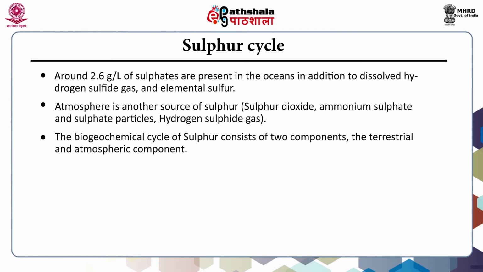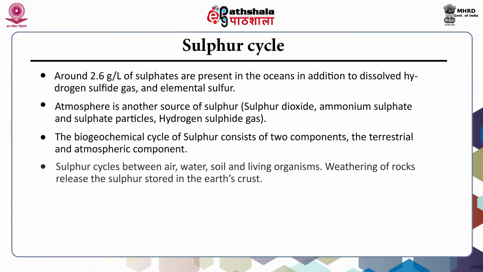So, the biogeochemical cycle of sulfur generally consists of two major components, one the terrestrial and the other one atmospheric component. The sulfur cycles between air, water, soil and living organisms. Now, let us discuss that in detail. Now, the weathering of rocks releases sulfur, which is stored in the earth's crust.